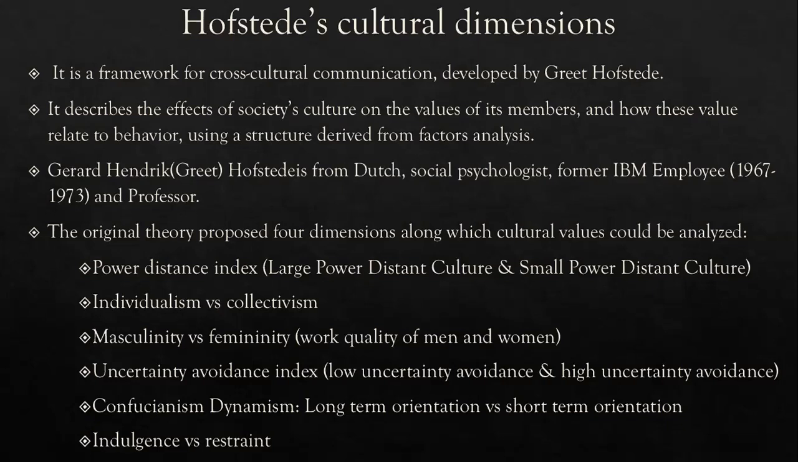And the next is Confucian dynamism. Confucian dynamism is again a simple concept. Here we are trying to understand this dynamism by looking at the two extremes which can be seen under that one particular dimension. Okay, the first is long-term orientation and the other one is short-term orientation. Now, what do we mean by this?